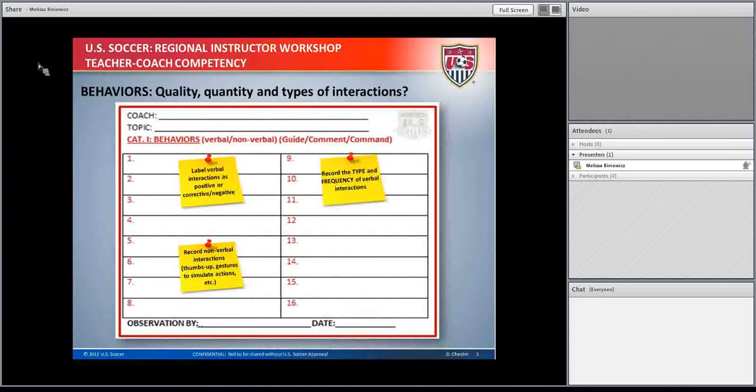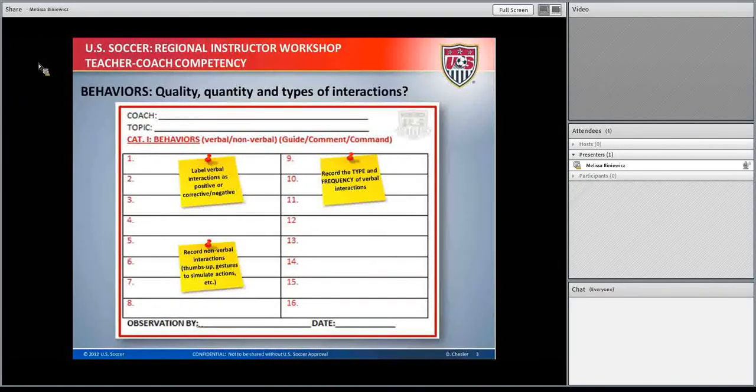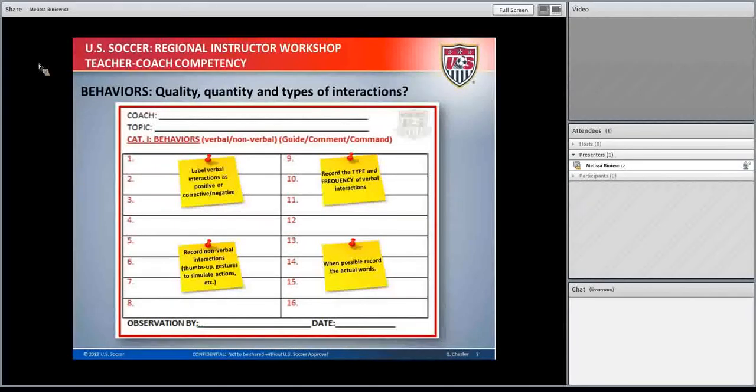We use this form in the 16 cells that are shown to record the type and frequency of verbal interactions. So by recording the interactions in sequence, we can look for repetitive patterns or areas of emphasis by the coach. And finally, whenever possible, record the actual words that the coach uses for verbal feedback.